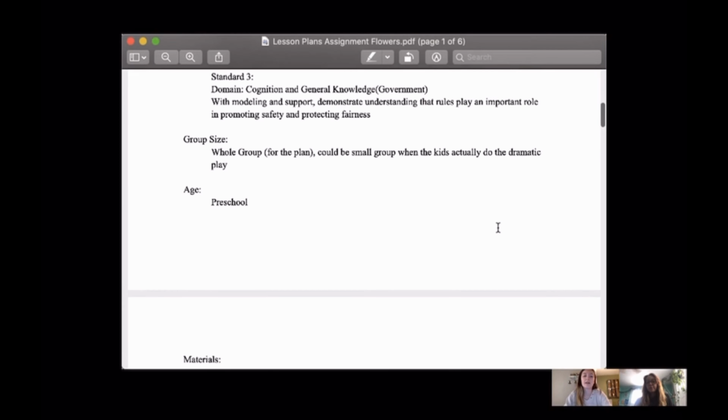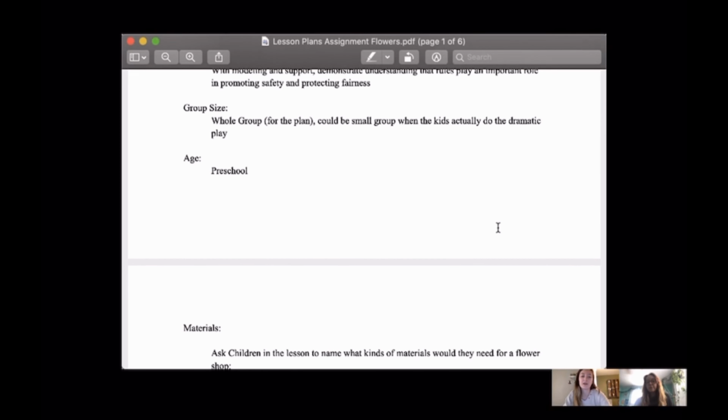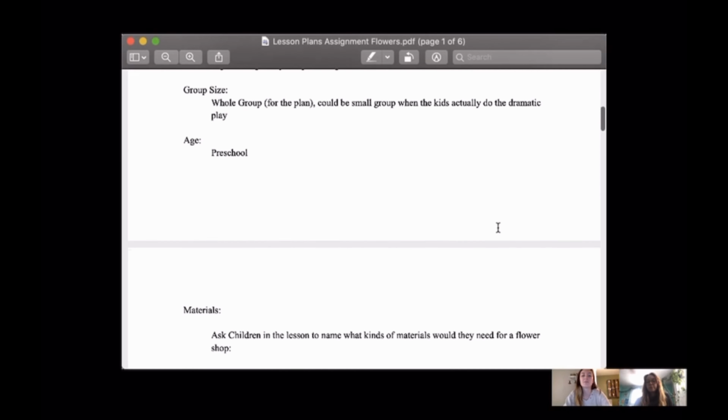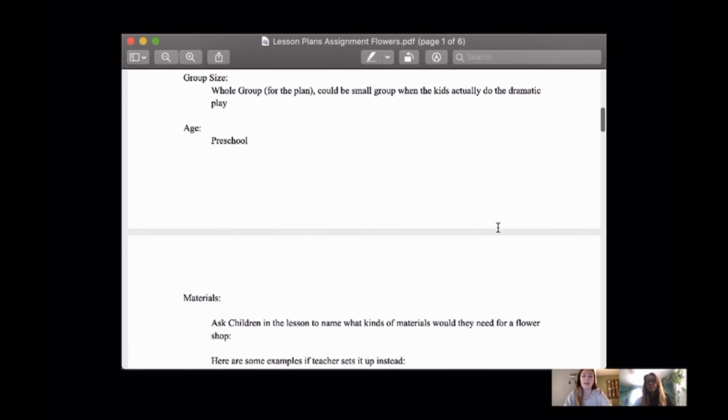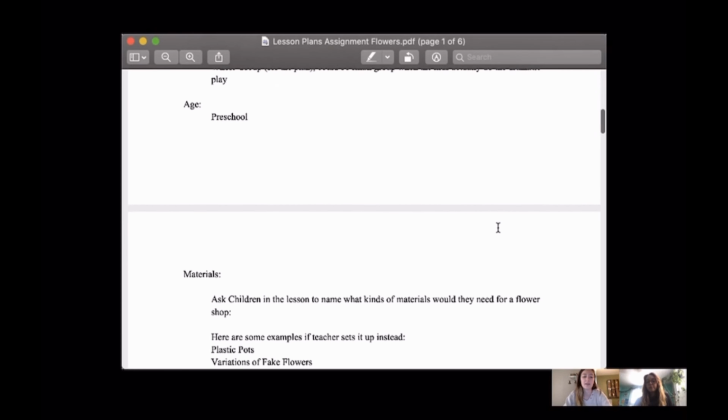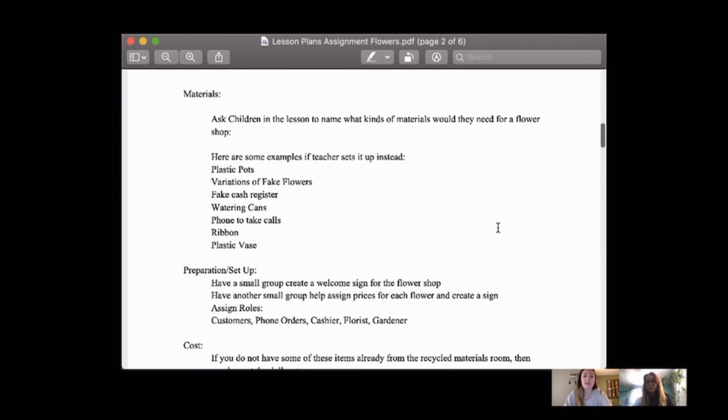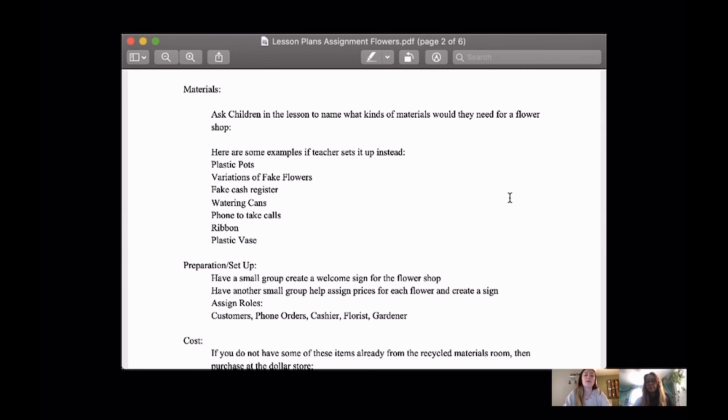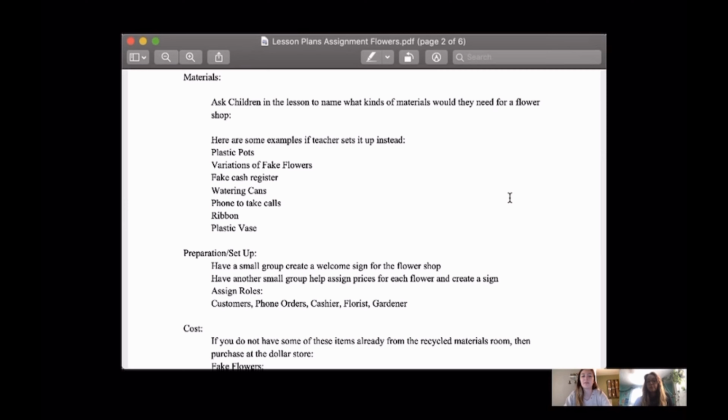We did a whole group lesson when we were trying to figure out what kind of materials and roles would be needed, and then it was more of a free play small group when they actually did it. The materials that the kids came up with on a chart were some plastic pots, variations of fake flowers. They even thought of maybe making their own signs and recycled flowers and that kind of stuff.